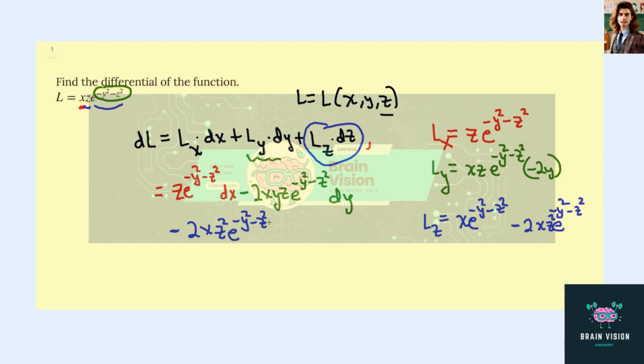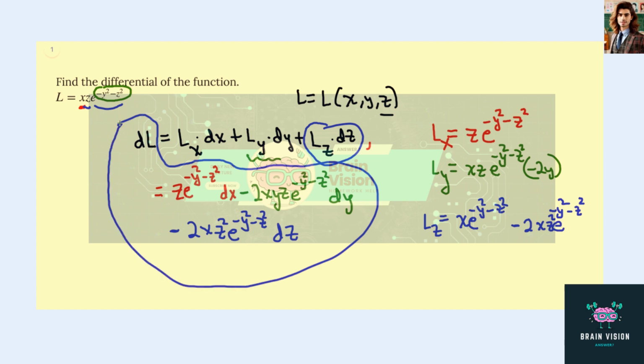We've been very careful here, and include the dz. And there's our final answer. So dL and these expressions on the right give us the differential of L. That's our final answer.